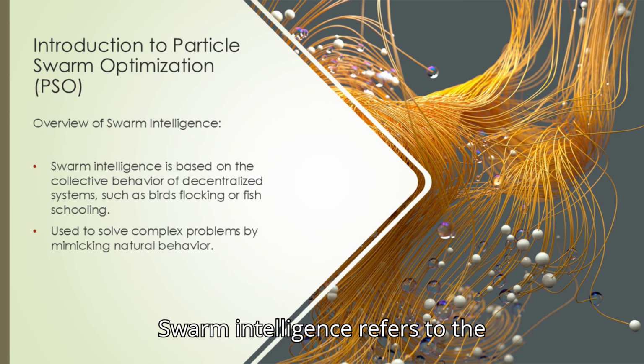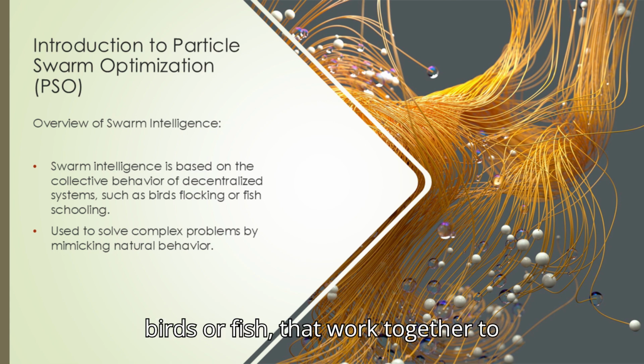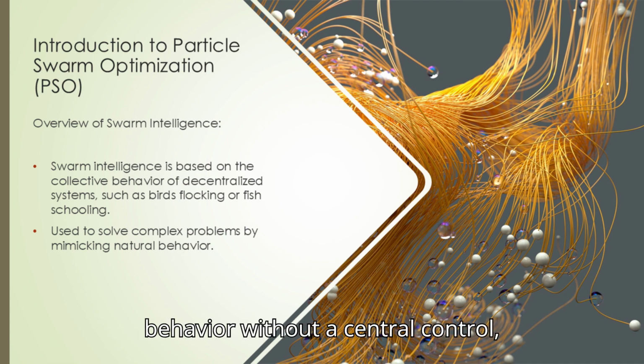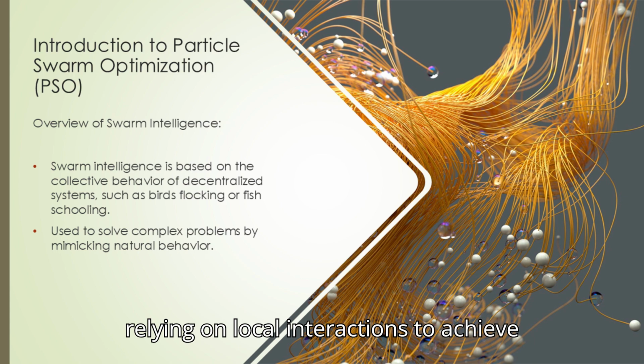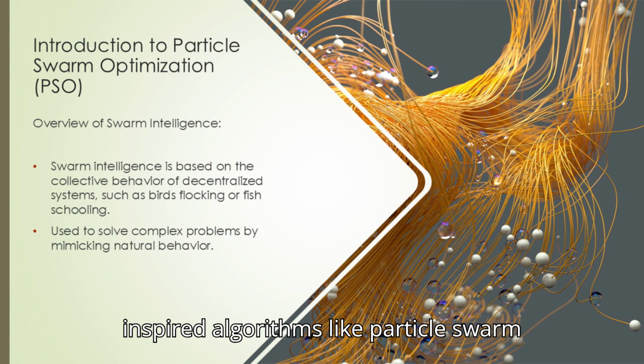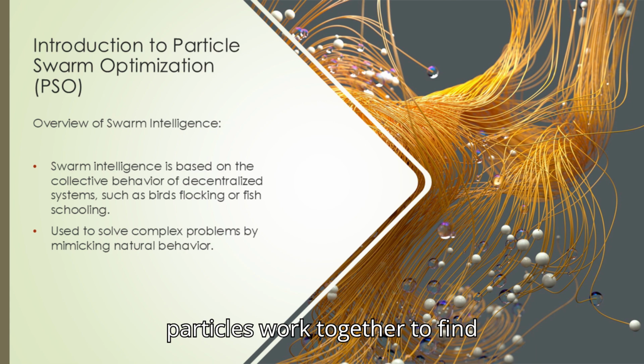Swarm intelligence refers to the collective behavior of groups, such as birds or fish, that work together to solve complex problems. These decentralized systems exhibit intelligent behavior without a central control, relying on local interactions to achieve global optimization. This concept inspired algorithms like particle swarm optimization, where multiple agents or particles work together to find solutions.